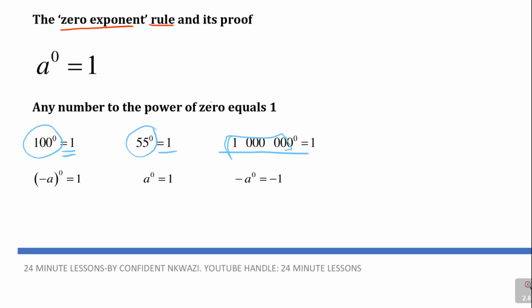Bracket, look at the bracket though. Important here: minus a to the power of 0 is... a to the power of 0 is 1, but minus a to the power of 0 is minus 1, because this negative is not affected, unlike here. Just be careful where it is.